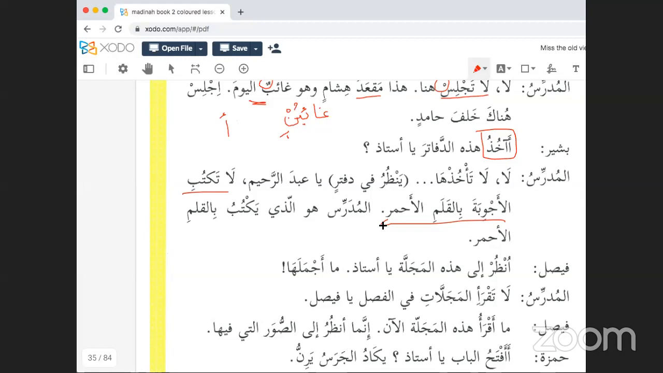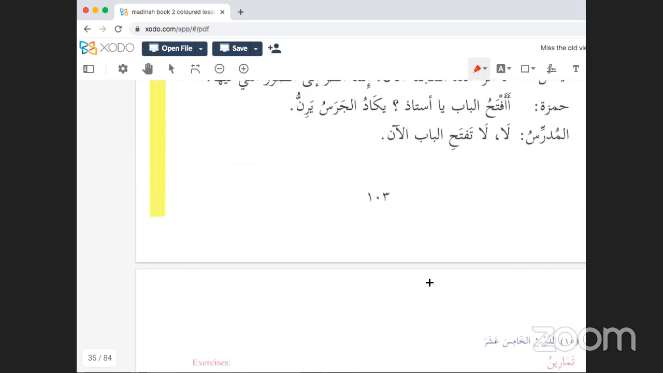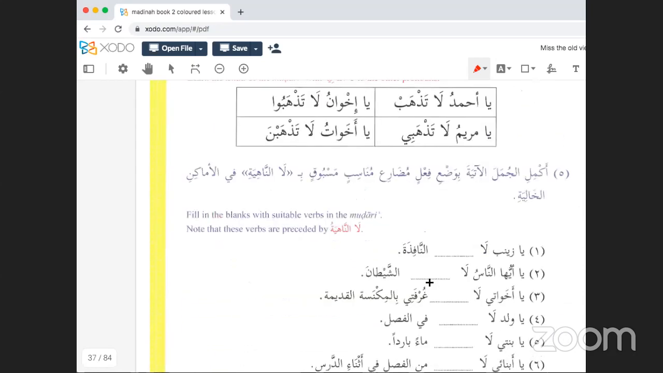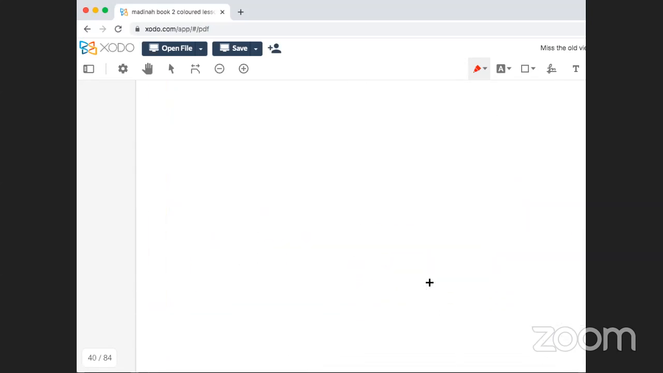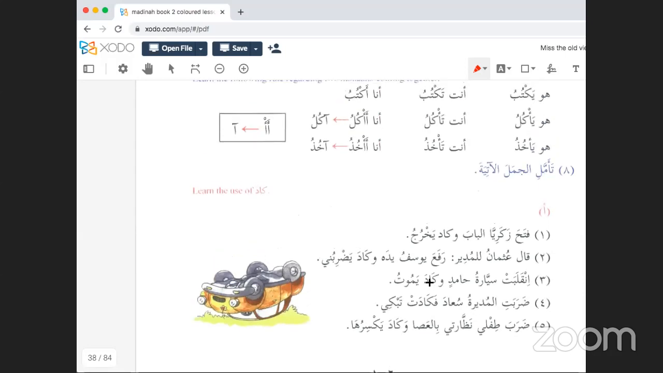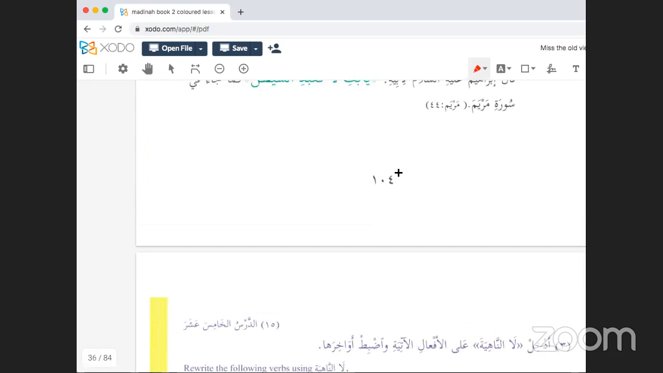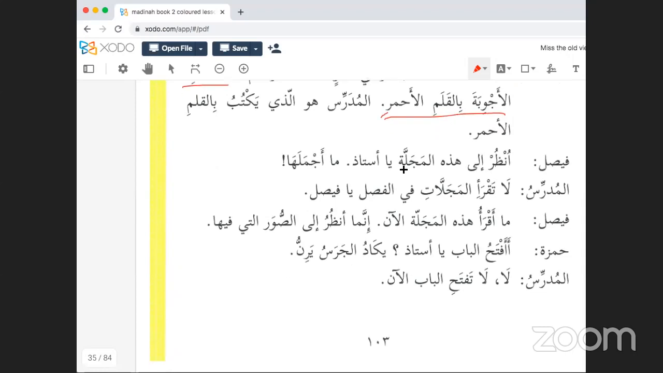The teacher is the one who writes with a red pen. Let's see how we do. We're not very far from the end, but in any case, there are quite a few exercises to do. So I'll just set some exercises as homework. And next class, bi'idhnillahi ta'ala, we will continue the rest. We'll read the rest of the dialogue happening in this classroom, and take some more examples and the rest of the exercises on that day. So we'll stop there, inshallah.